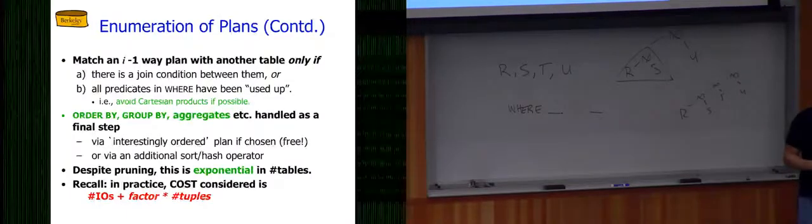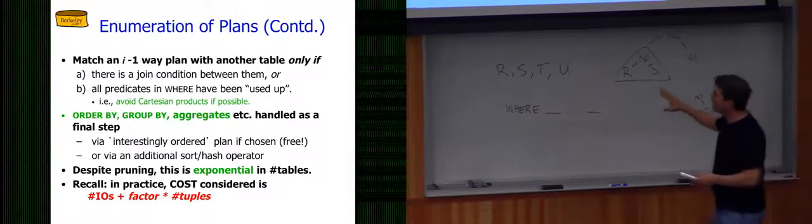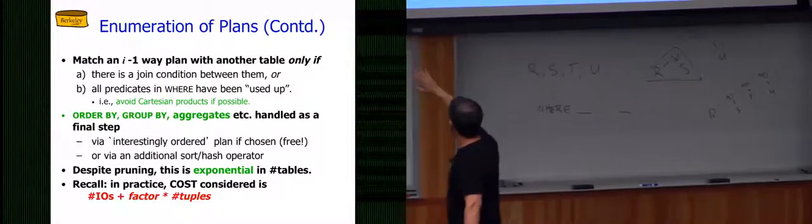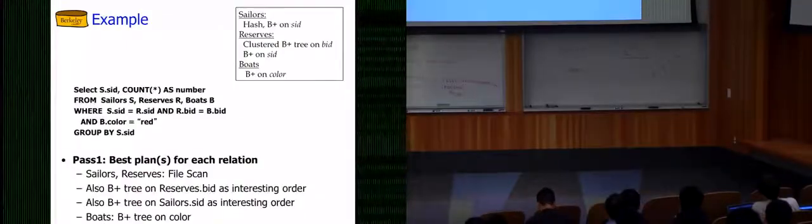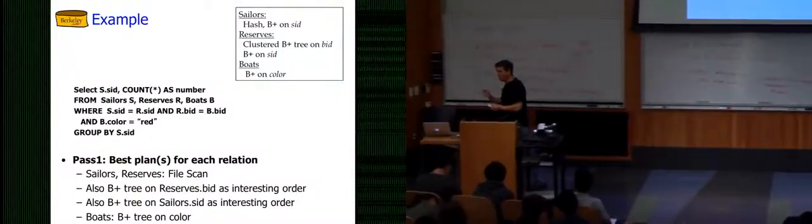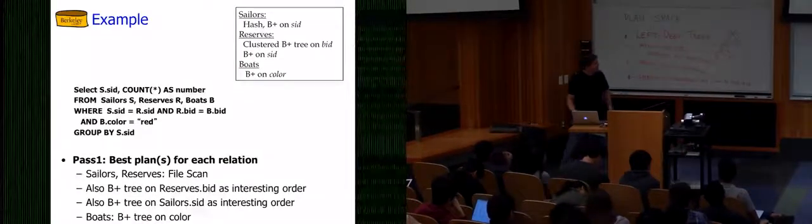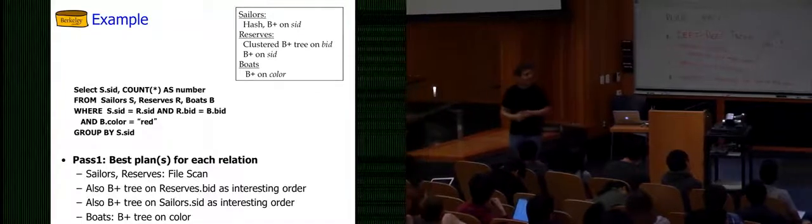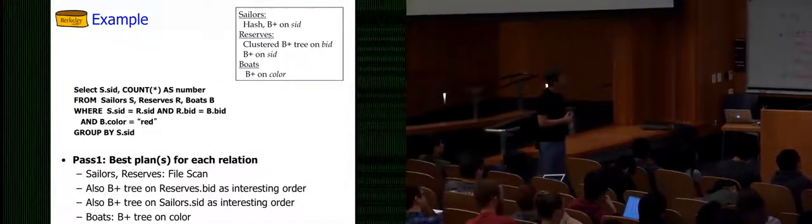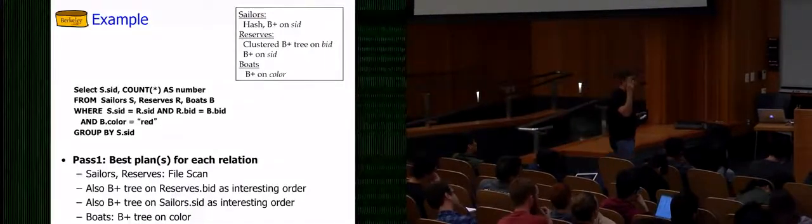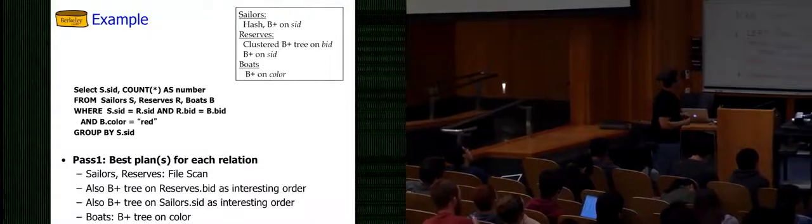Do recall in practice that the costing is IOs and CPUs. We've been sort of eliding the CPUs. But that's pretty much the whole thing. So let's look at an example to clarify this. All right, here's our example. We've got sailors, reserves, and boats. It's a three-way join. We've got join predicates between sailors and reserves, between reserves and boats. Boat color equals red, group by SID.